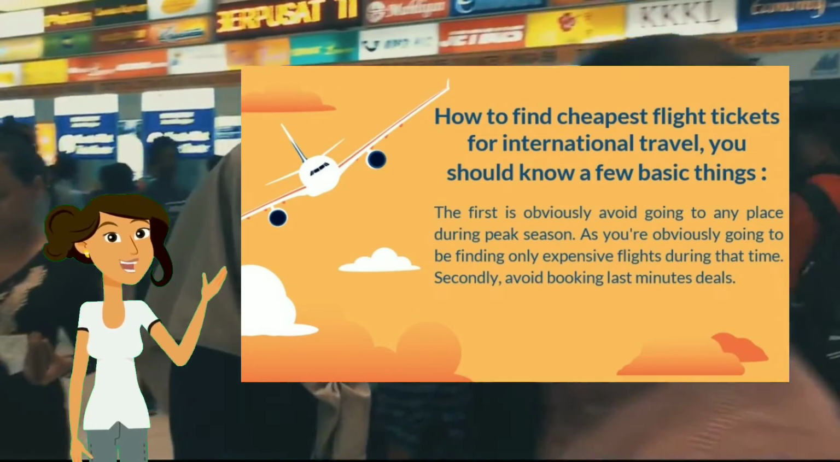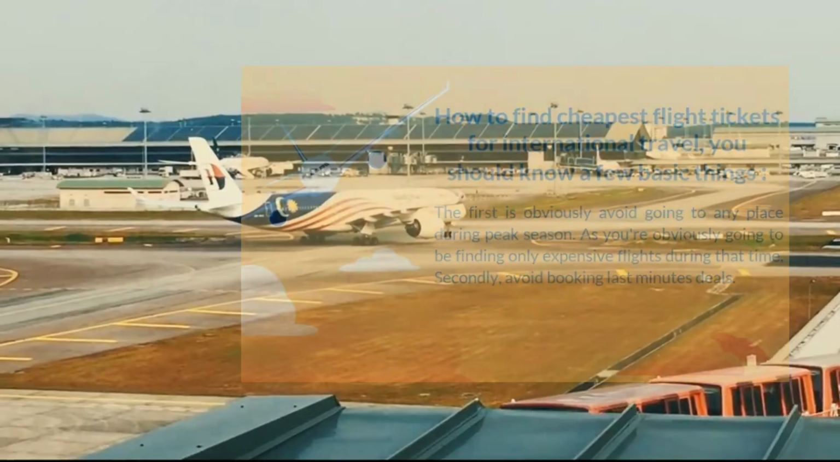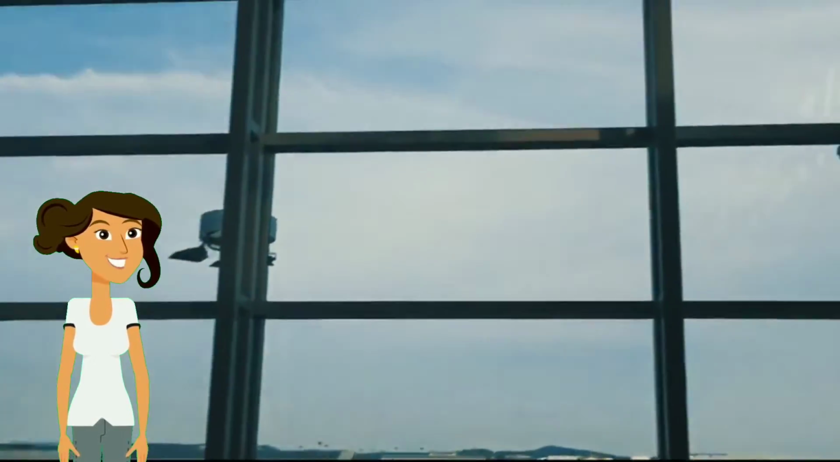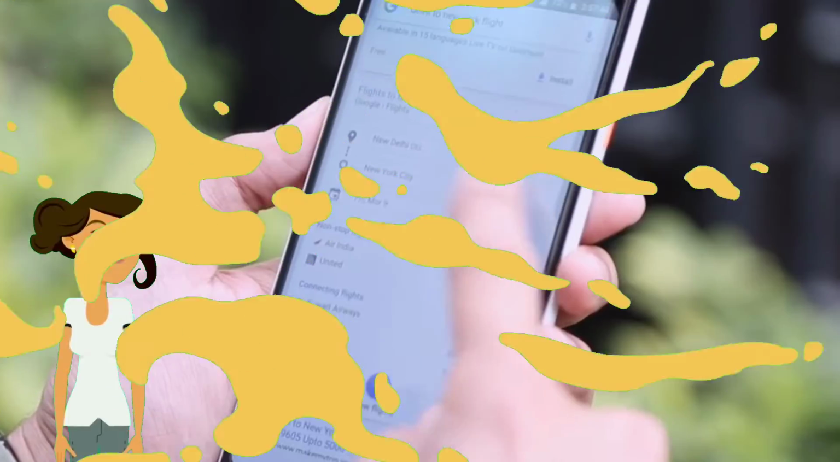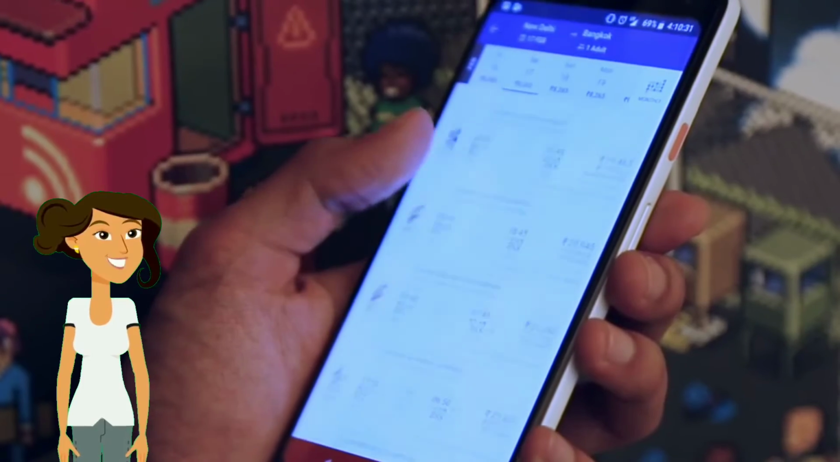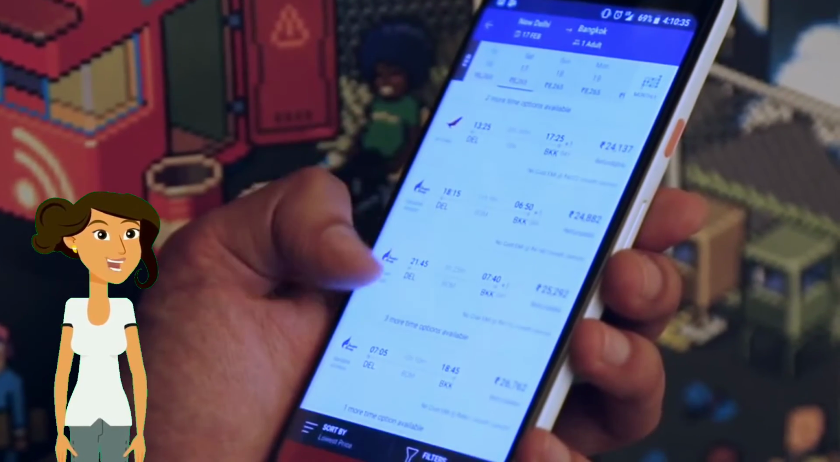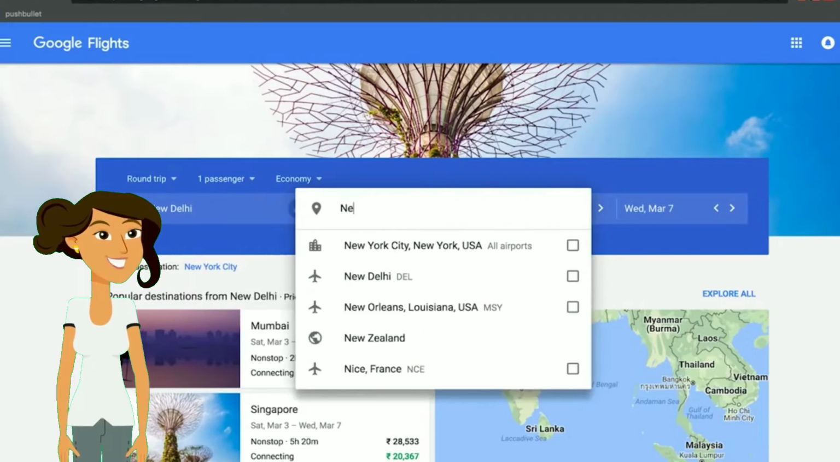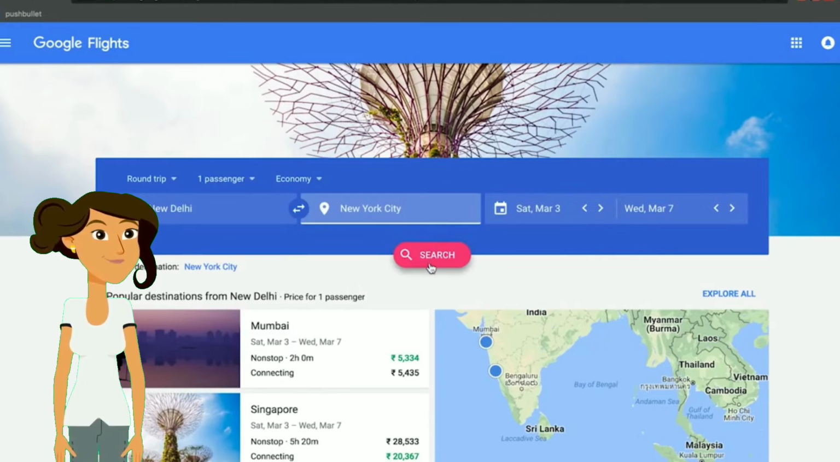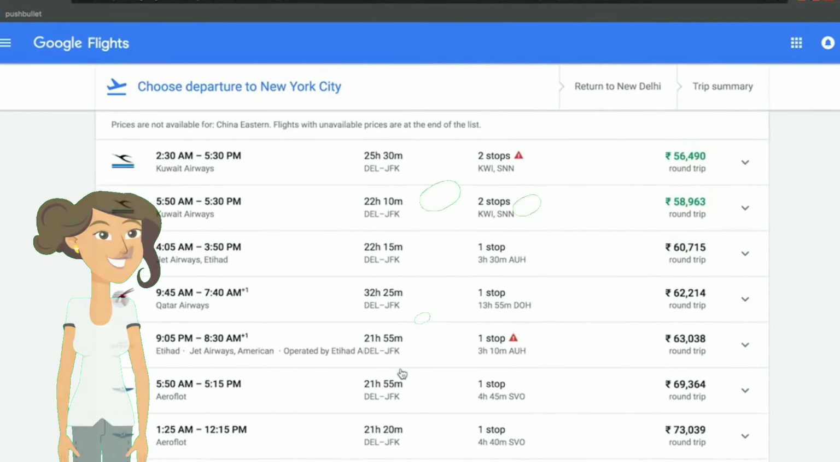Secondly, avoid booking last-minute deals, because airlines try to get more money from business travelers, people who are going to some place for work, so you are unlikely to find a cheap deal. Also, sign up for a frequent flyer program with an airline, and over time it will give you a lot of benefits, such as free flight tickets, upgrades, and priority boarding.